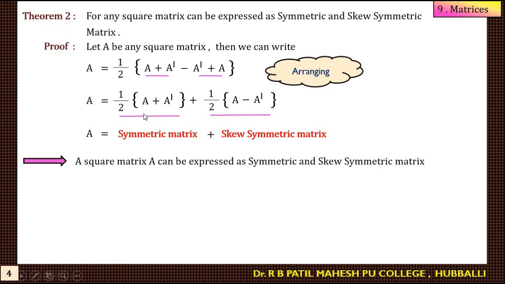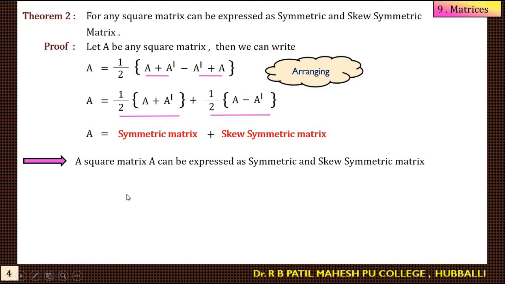And remember, this part, half into A plus A dash, is called the symmetric part of the given matrix A. And this matrix, half into A minus A dash, is called the skew symmetric part of the given matrix A. That means you may be asked separately for the symmetric part of the given matrix A. A matrix is given, what is its symmetric part? That means you have to operate half into A plus A dash. Or you may get in the examination, what is the skew symmetric part of the given matrix A? That means you have to operate half into A minus A dash, this only.